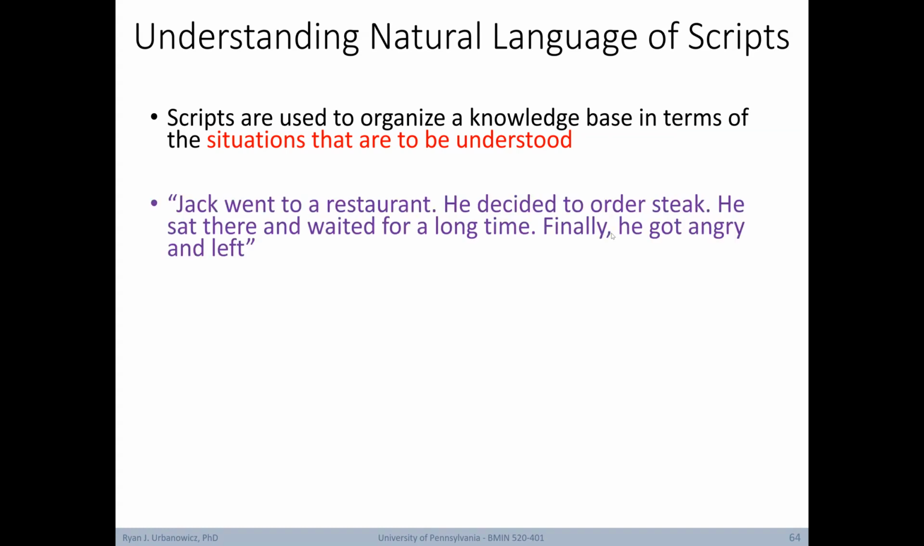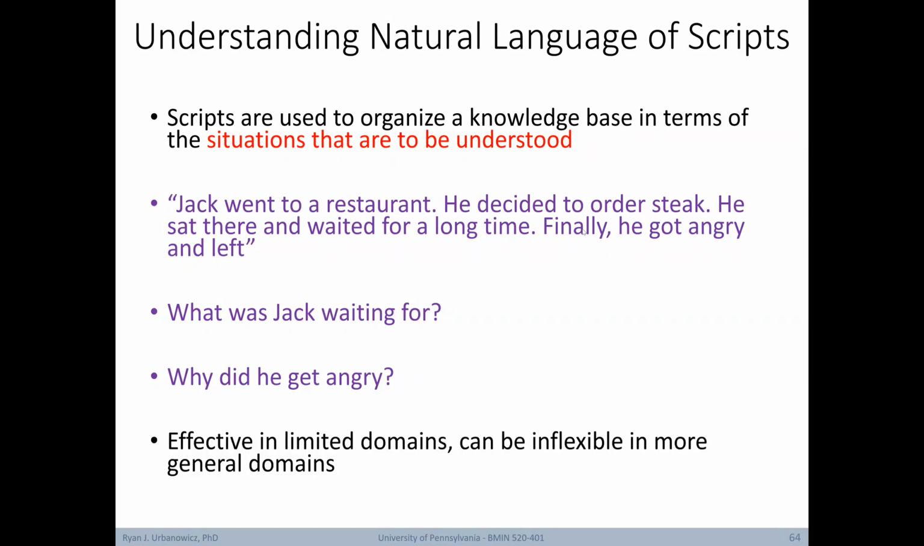Imagine we have the text, Jack went to a restaurant. He decided to order steak. He sat there and waited for a long time. Finally, he got angry and left. Imagine that's our knowledge base. From this, we might want to use a script to answer questions like, what was Jack waiting for? And why did he get angry? Scripts can be effective in limited domains, but they can be inflexible in more general ones.